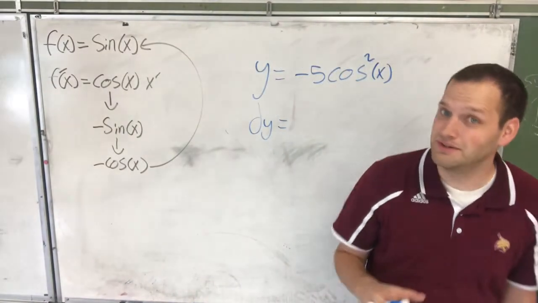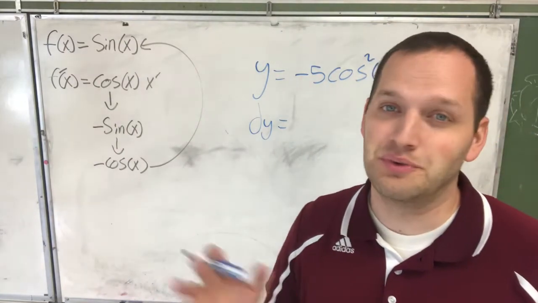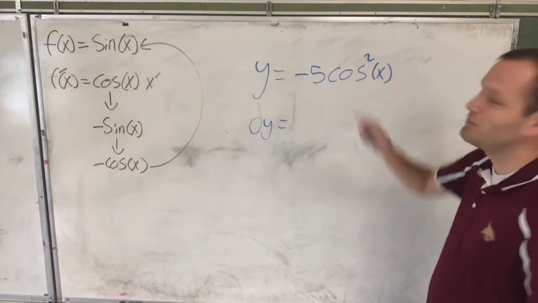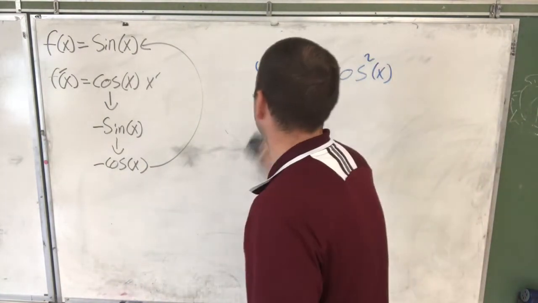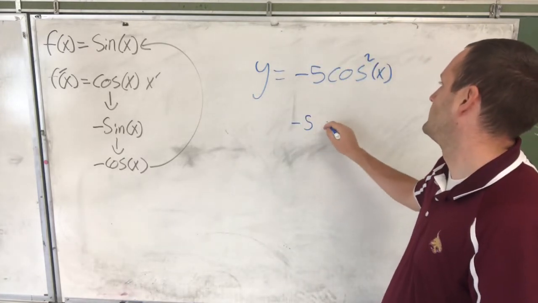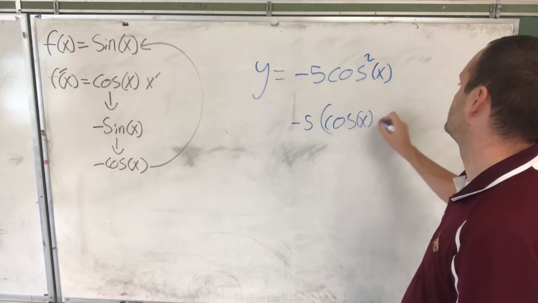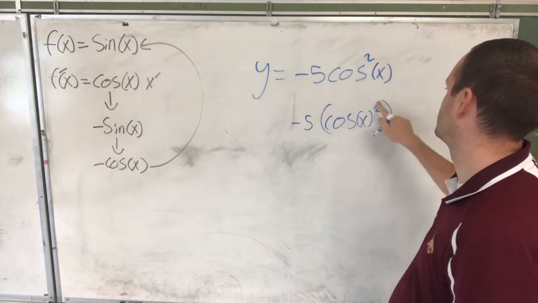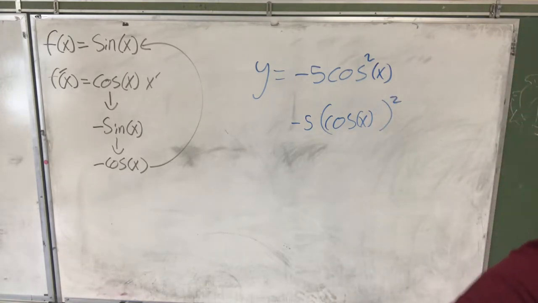All right, we're getting a little bit different here. Now, instead of having x cubed or whatever inside, we have cosine squared. Let's look at what that means. That means, I'm going to erase this just a little bit. We've got negative 5 cosine of x squared. Okay? That's the equation that we're dealing with.